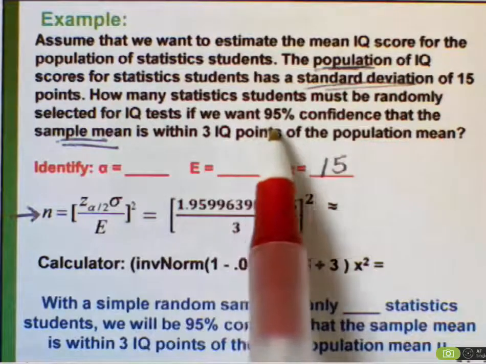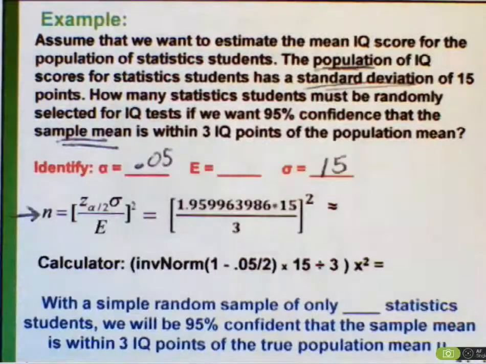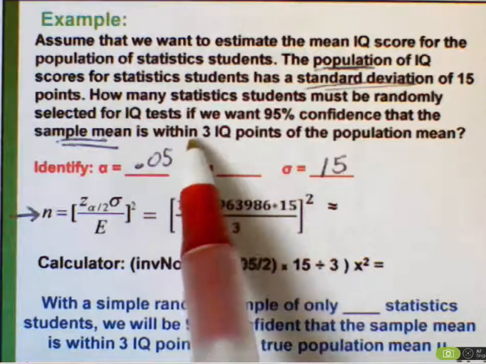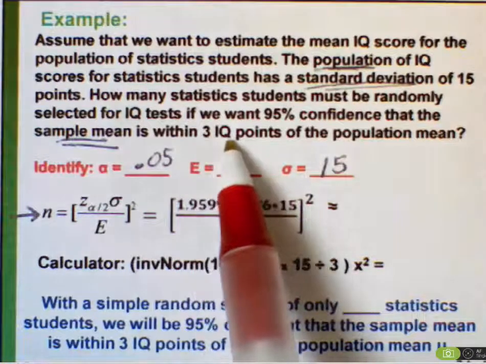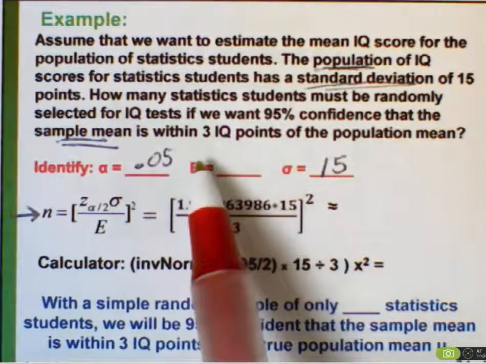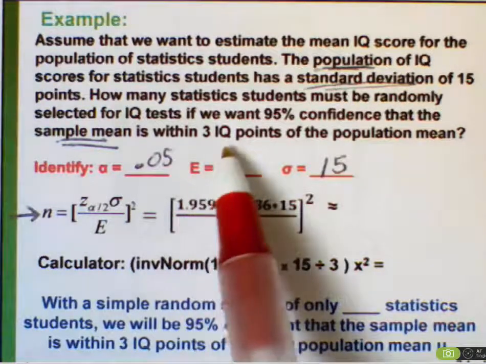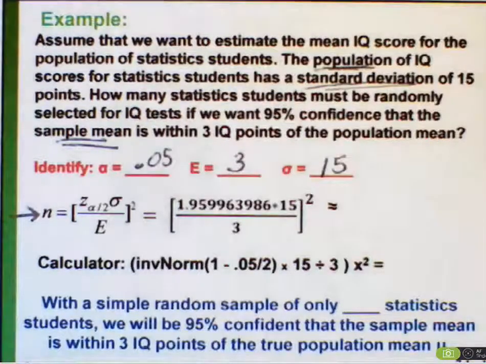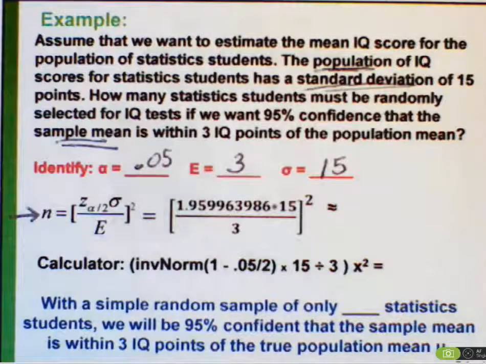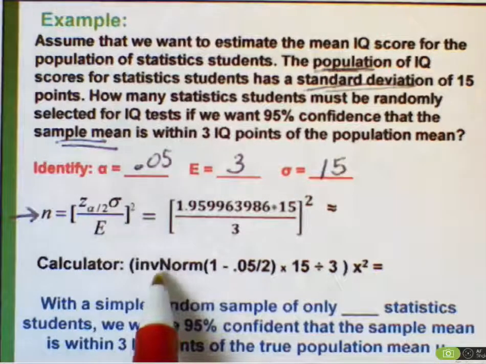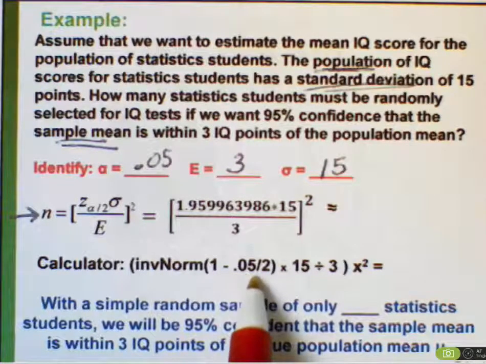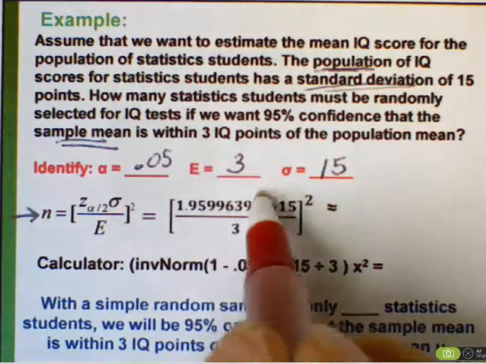If I want to use a 95% confidence level, that means alpha is 0.05. And my margin of error is 3 IQ points. Now in 7.2, this may have said 3 percentage points. If it was 3 percentage points, then we let E be 0.03, but this didn't say anything about percentage points, so E is just 3 IQ points. Substituting those values into the formula, inverse norm of 1 minus 0.05 divided by 2 gives me this value.